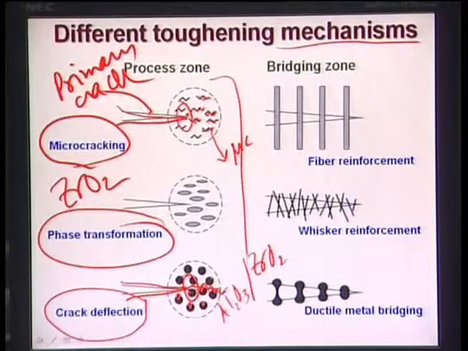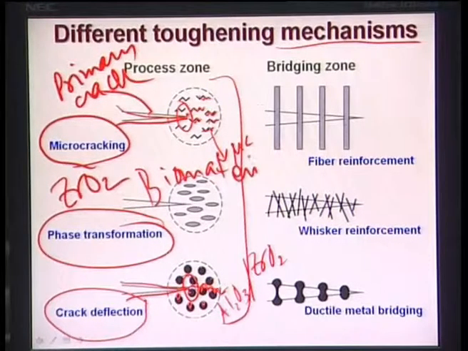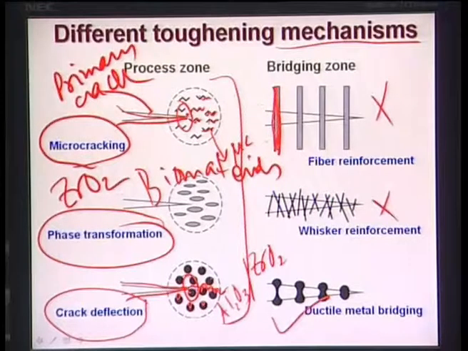Now, all these factors are much more relevant to your biomaterials also. Now, coming to the other aspects, that is the bridging zone, whisker reinforcement, the ductile metal bridging. This is somewhat important for your biomaterials, but not this one and not this one. I will explain to you what it is, and then subsequently I will explain why it is not relevant for biomaterials. Now, whisker reinforcement. Now, the next thing is the fiber reinforcement. Fiber means it is a long fiber which has a larger aspect ratio.